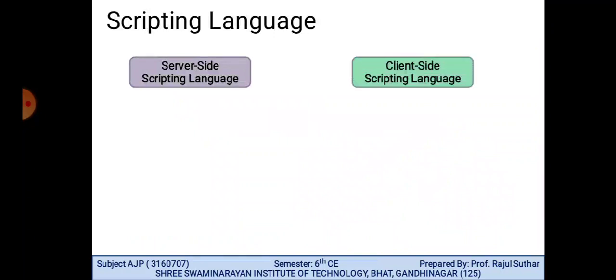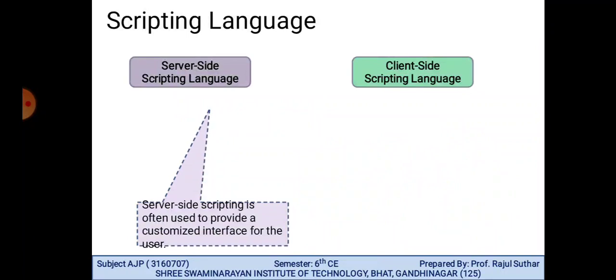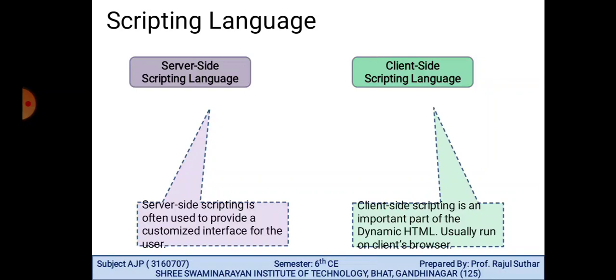Scripting language. So what do you mean by scripting language? Server-side scripting language and client-side scripting language. The server-side scripting language is often used to provide a customized interface for the user. While client-side scripting language is an important part of dynamic HTML, it usually runs on the client browser like Chrome, Internet Explorer, Mozilla Firefox, Opera Mini.